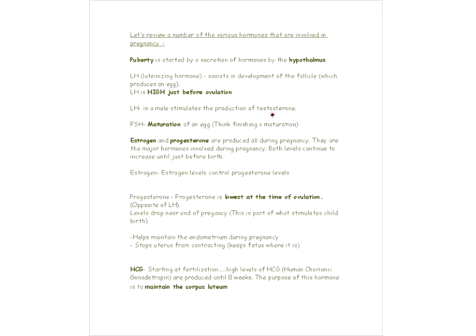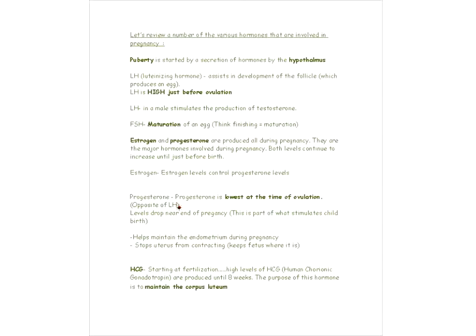Now, LH in a male stimulates the production of testosterone. As far as FSH, remember it's the maturation of an egg, and if you think of F for finishing, that's similar to maturation, so that helps us remember what FSH does as far as the egg. Both estrogen and progesterone are produced all during pregnancy. They're the major hormones involved during pregnancy. Both levels continue to increase until just before birth. Estrogen levels control progesterone levels.